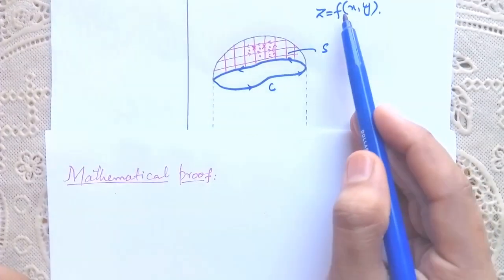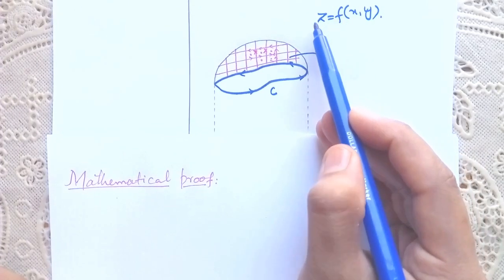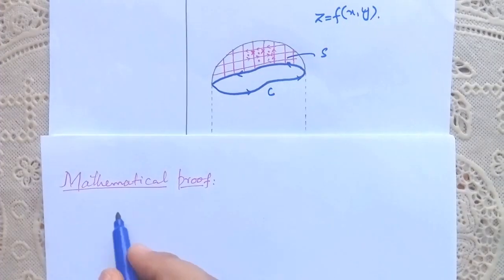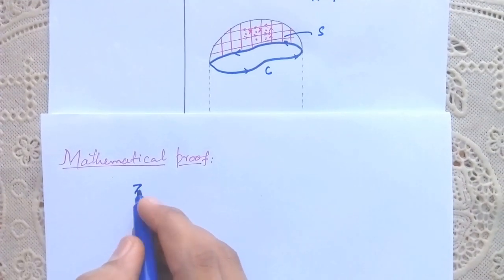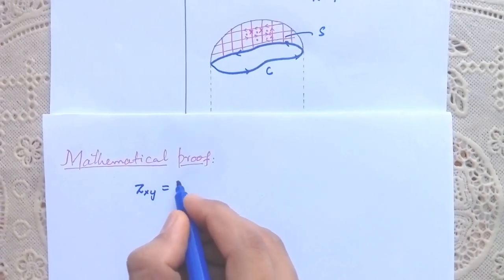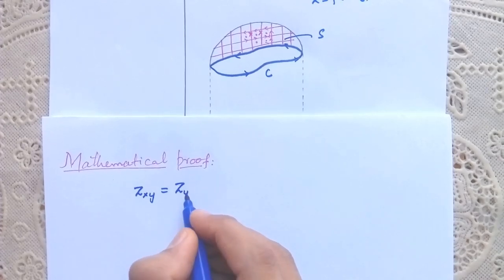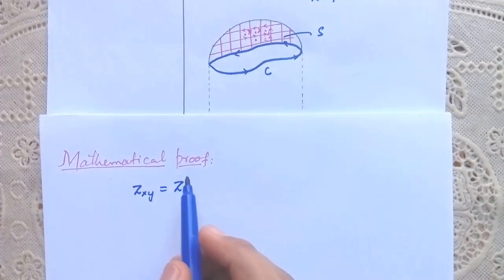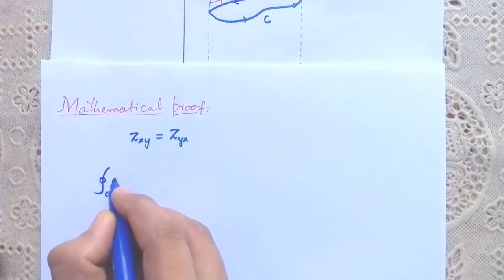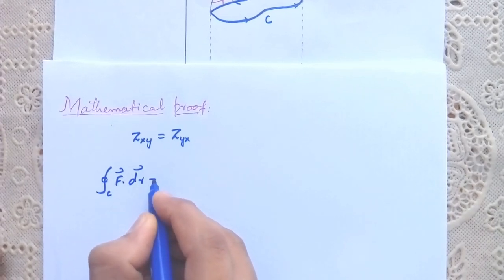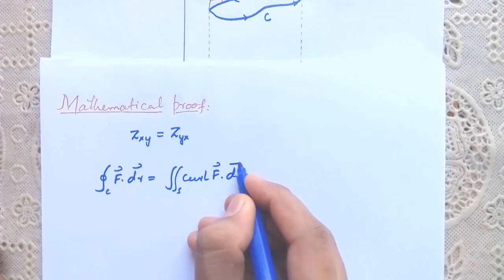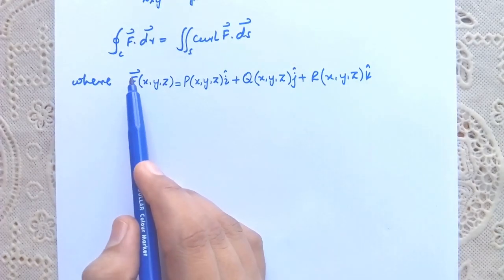Now this surface S is a function of two variables x and y, and this function z is equal to f of xy has continuous second order partial derivatives, and partial derivative of z with respect to x and then with respect to y is equal to partial derivative of z with respect to y and then with respect to x, right? So again we write the Stokes statement. Line integral over the closed curve C of a vector field F dot dr is equal to surface integral of a curl of a vector field F dot dS, right? Where F is a vector field.